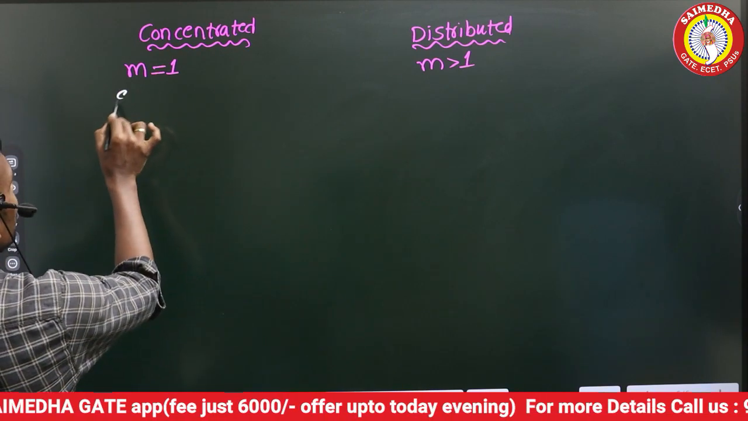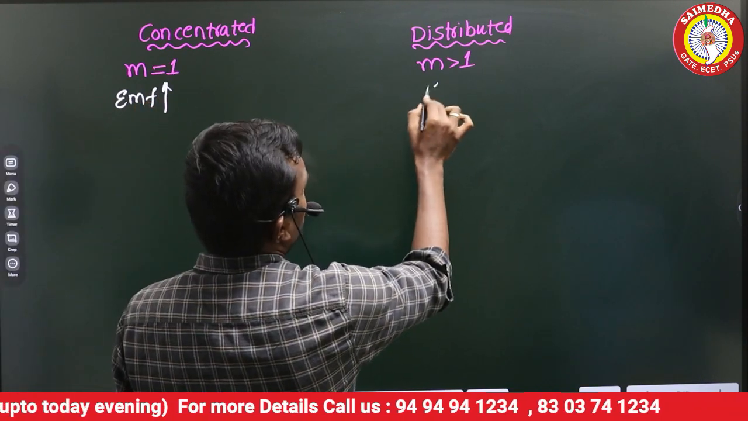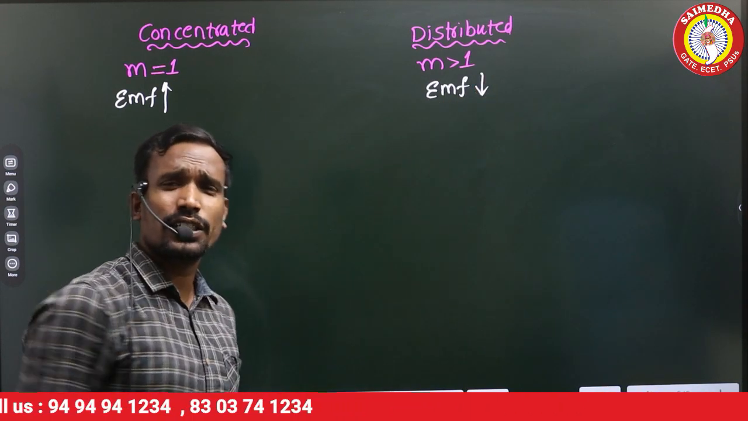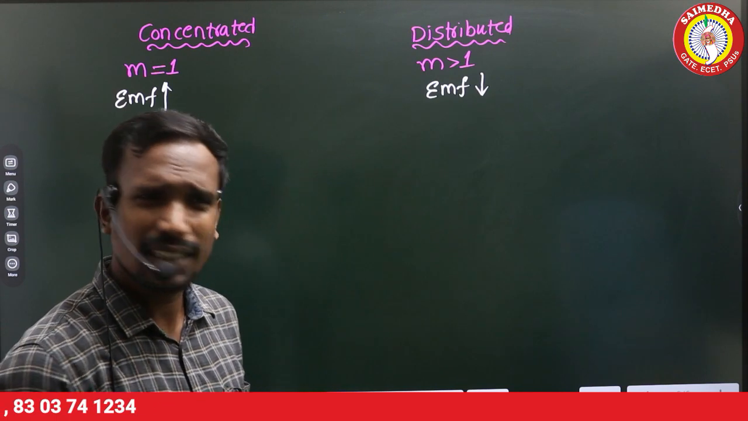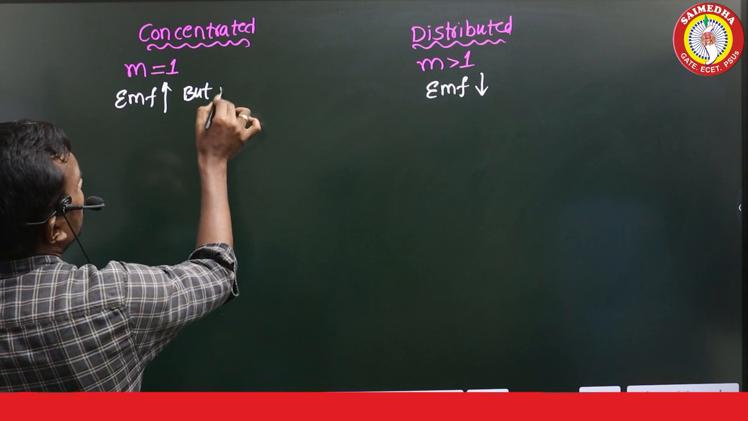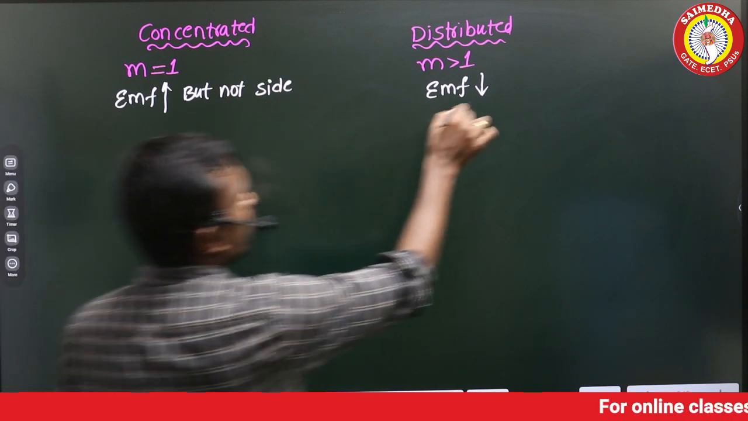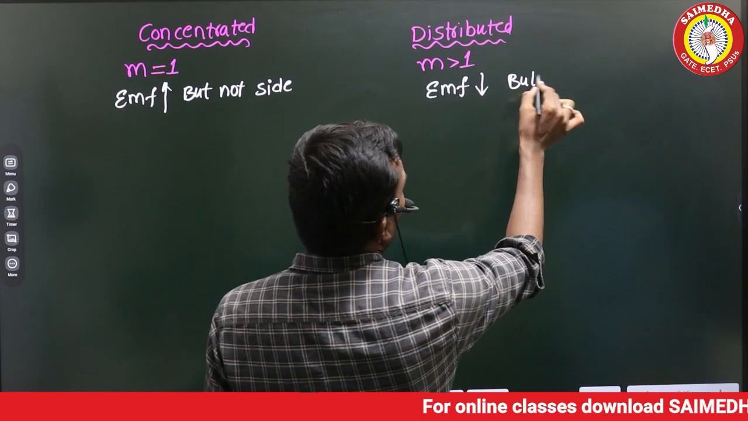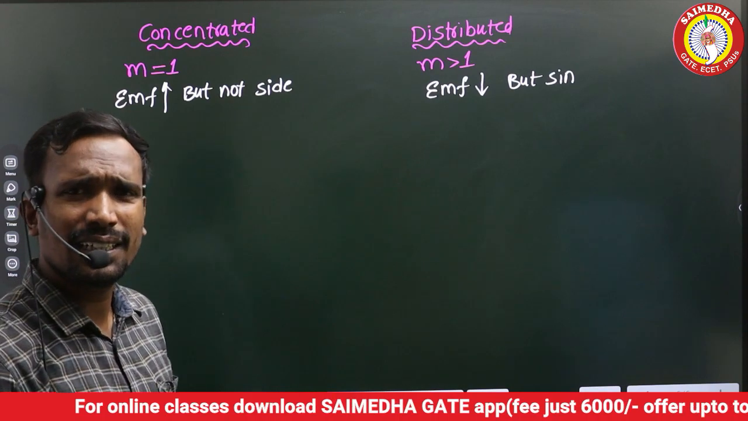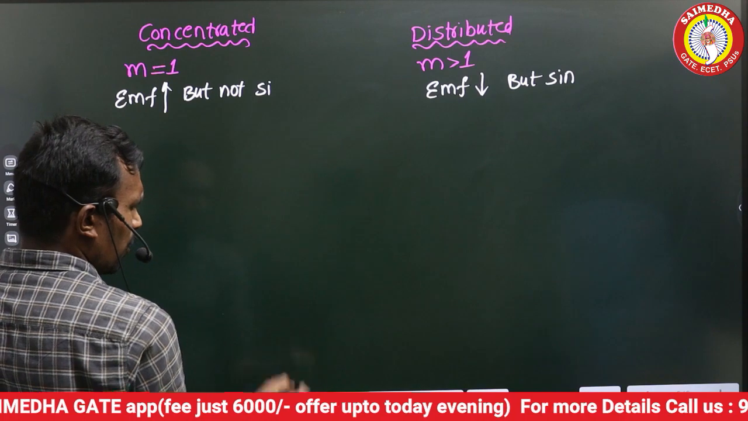Generally, in concentrated winding, EMF is more. In distributed winding, EMF is less, even though we are using distributed winding. Why? The same reason. Here, EMF is more but not sinusoidal. Here, EMF is less but sinusoidal. Sir, what is the reason? Already we eliminated lower order harmonics.